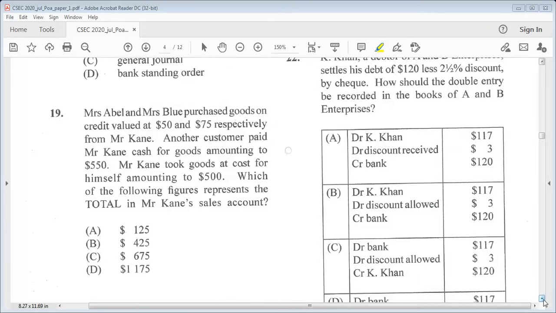And then it says a customer paid for goods amounting to $550. So that would affect his sales account. So we add $50 plus $75 plus $550. We get a total of $675. So C would be our answer. Now, Mr. Kane took goods at cost for himself amounting to $500. That would not affect his sales account. Why? Because we know that is drawings. Let's go on to number 20.